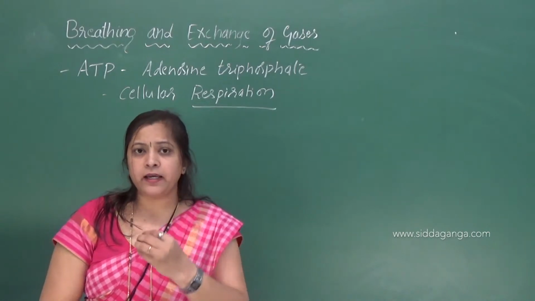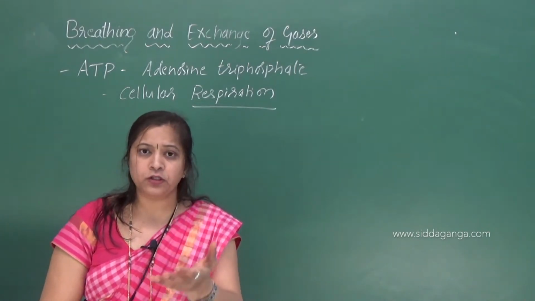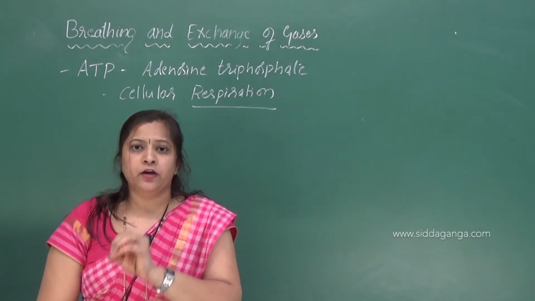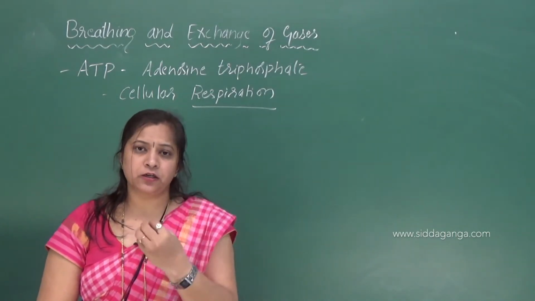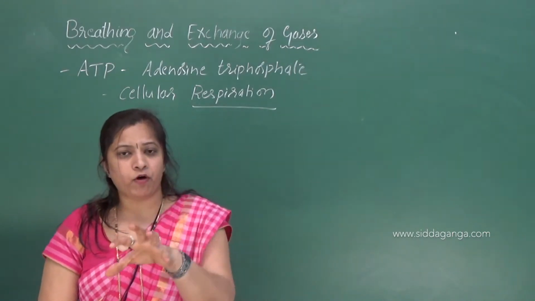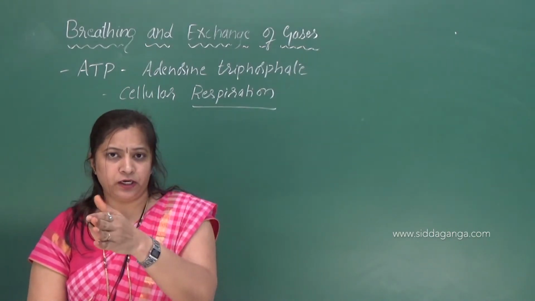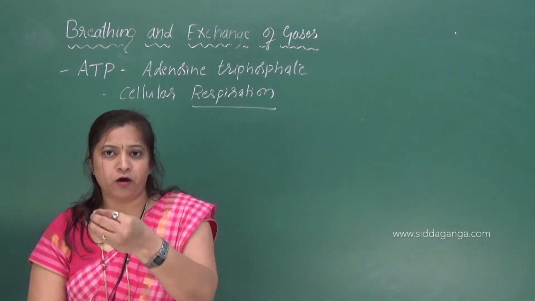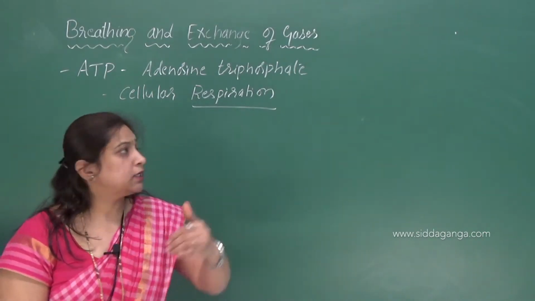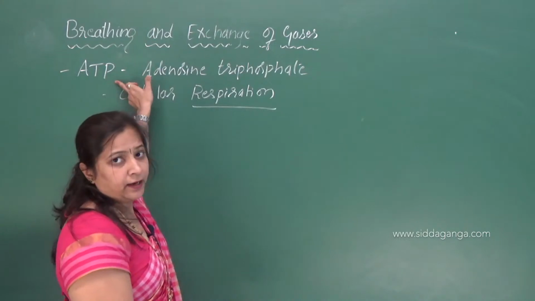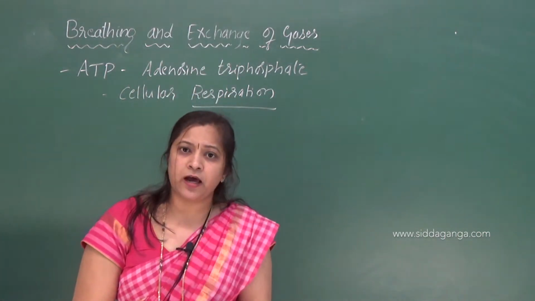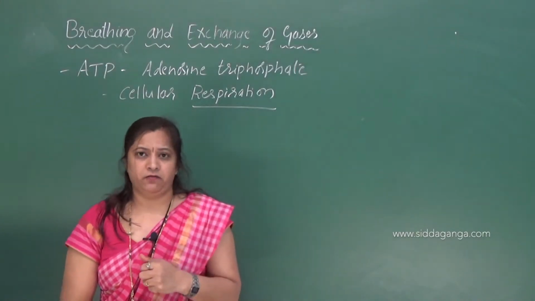So the organic nutrients, that is glucose, are oxidized to release energy. That oxidation requires oxygen. So in presence of oxygen in the body cells, the organic nutrients, that is glucose, are broken down to form carbon dioxide, water, and energy is released in the form of ATP, and that energy is used by the animals to carry out various body activities.